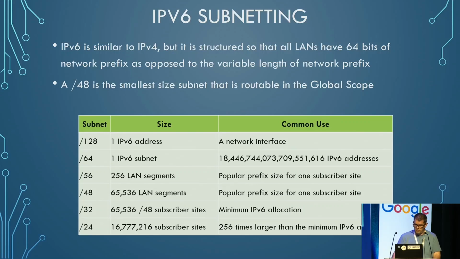Here you can see some common subnets that you'll hear referenced quite a lot through this talk. So we've got a /128, which is obviously one address, a /64, which is 18 quintillion 446 quadrillion 744 trillion 73 billion 709,551,616 addresses. That's in a single /64. That was a mouthful. And then we have a /56, which is 256 subnets, and so on.